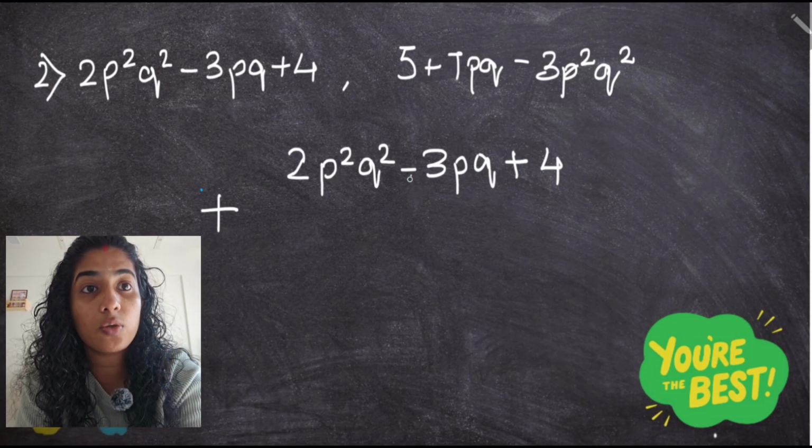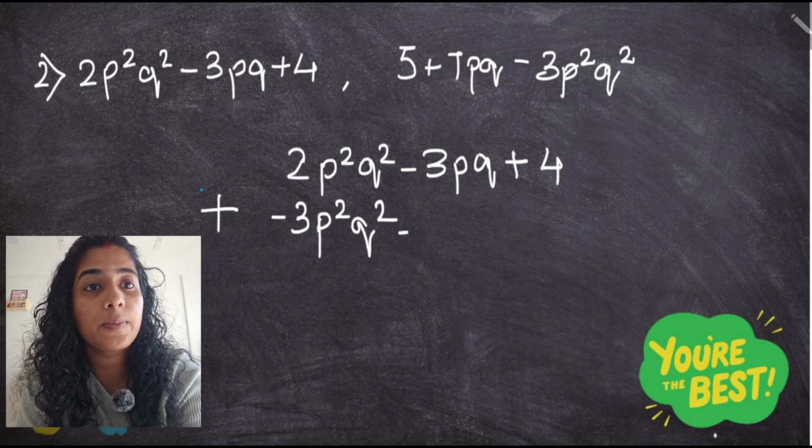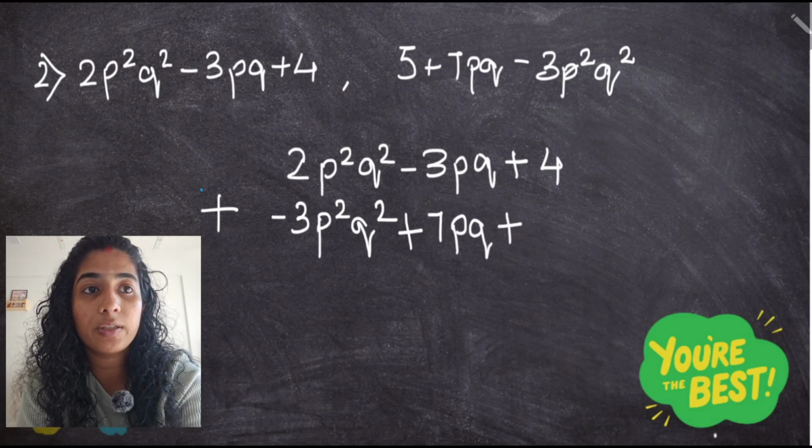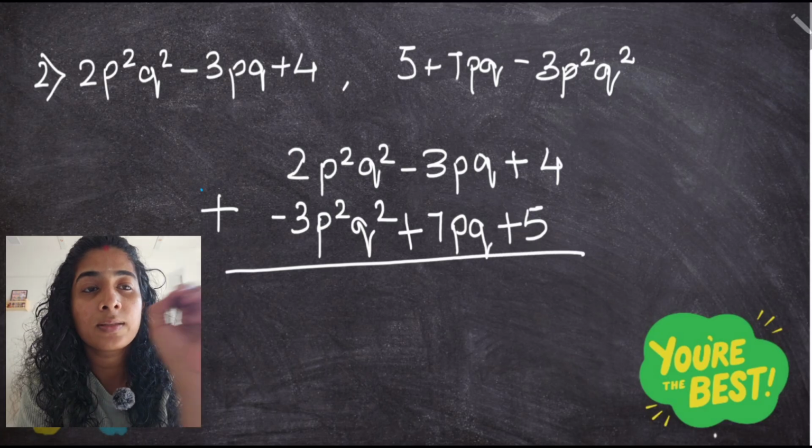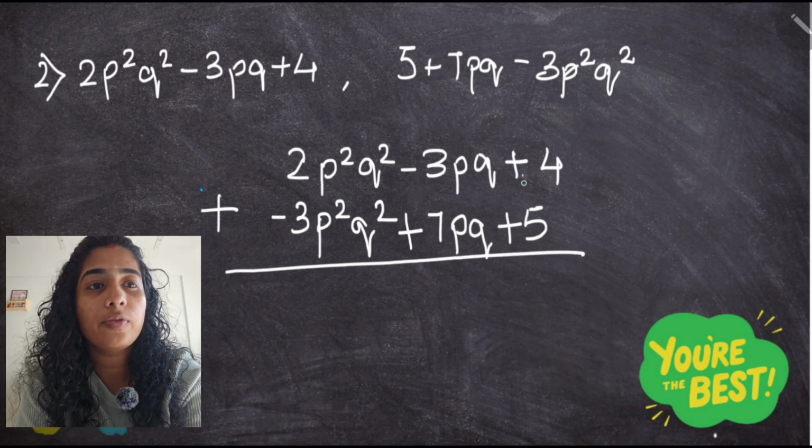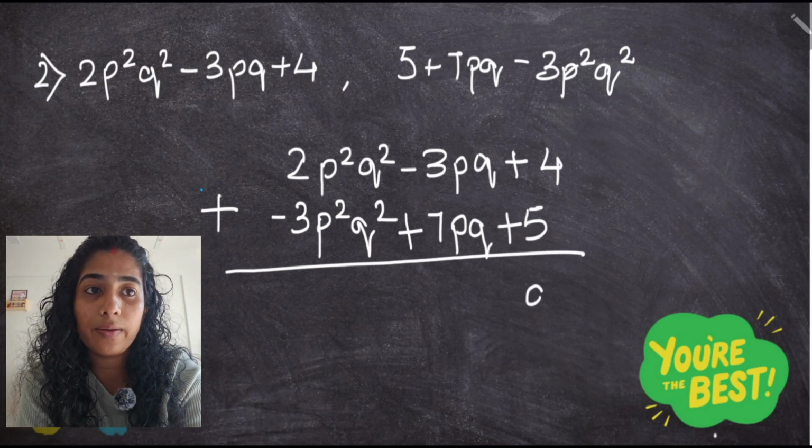So here it is p square q square. So I'll write this one first. And you see there is a minus sign in front. So you take that minus sign also with it. Okay. Second is plus 7pq. And since there is no sign in front of 5, it will be a positive one. Now add it. 4 plus 5 gives you 9.